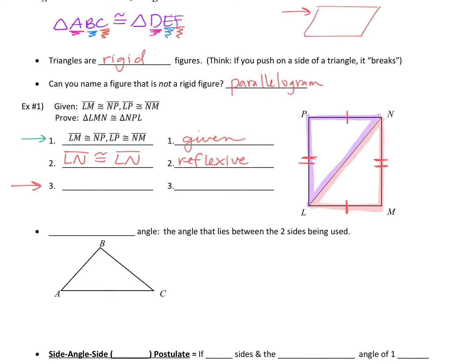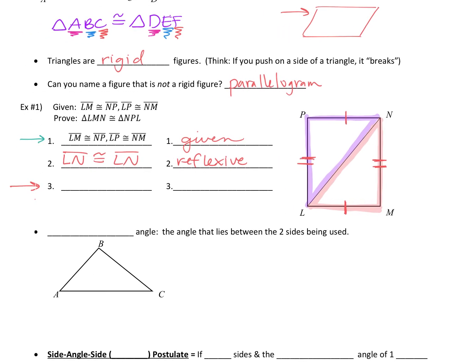Whatever it is you're trying to prove, right? You're going to take this prove information. Triangle LMN is congruent to triangle NPL.